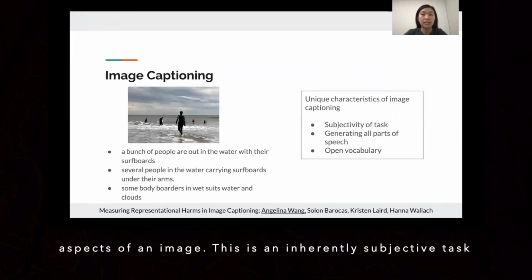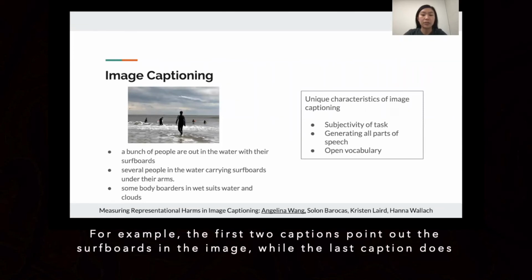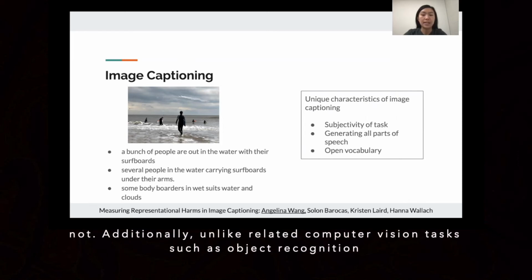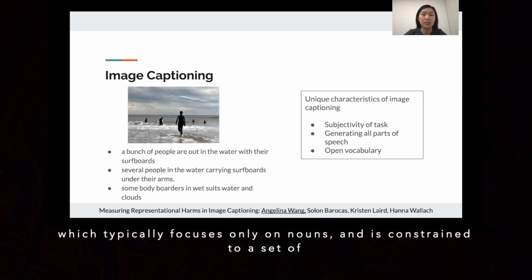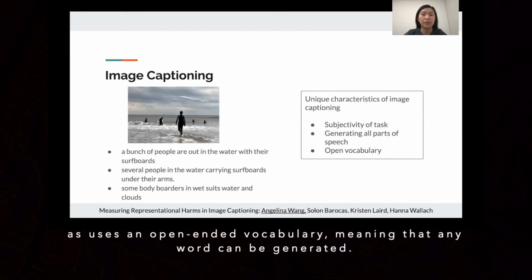This is an inherently subjective task because of the need to decide what is and is not worth pointing out in an image. For example, the first two captions point out the surfboards in the image, while the last caption does not. Additionally, unlike related computer vision tasks such as object recognition, which typically focuses only on nouns and is constrained to a set of predefined labels, image captioning both generates additional parts of speech as well as uses an open-ended vocabulary, meaning that any word can be generated.